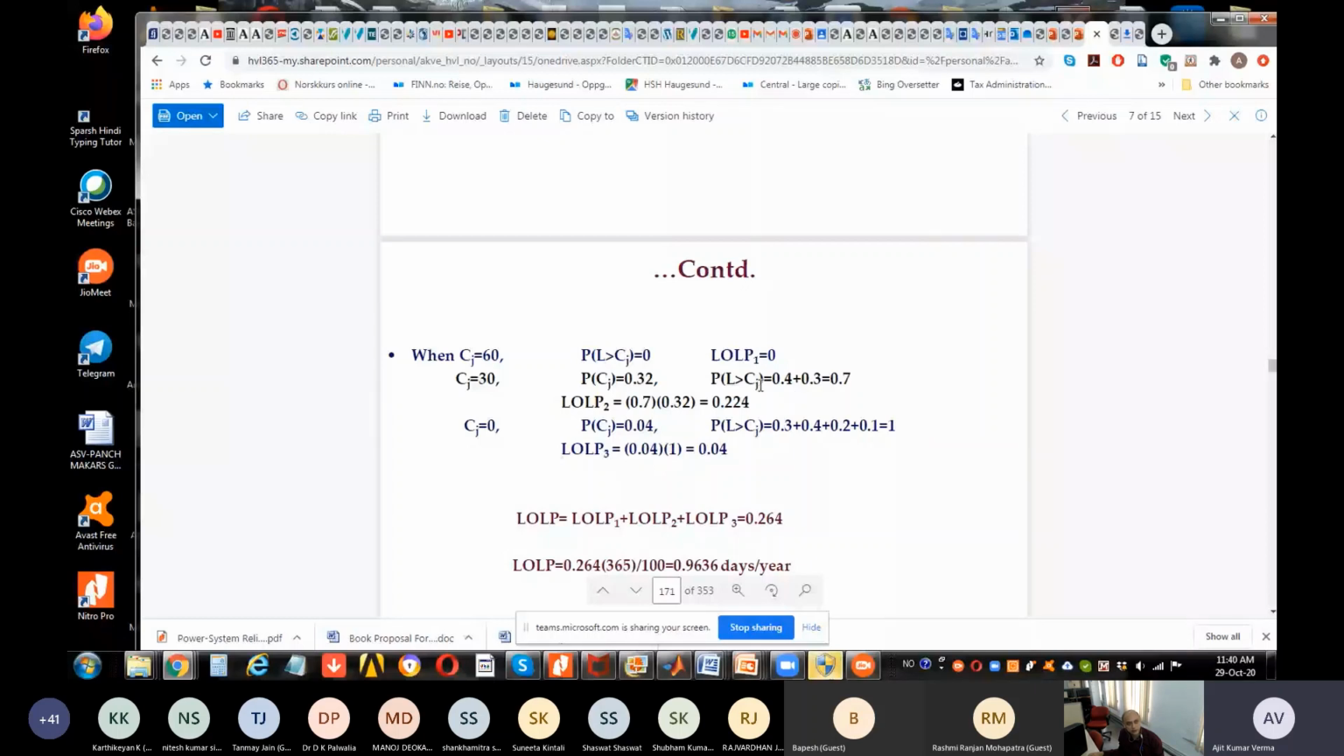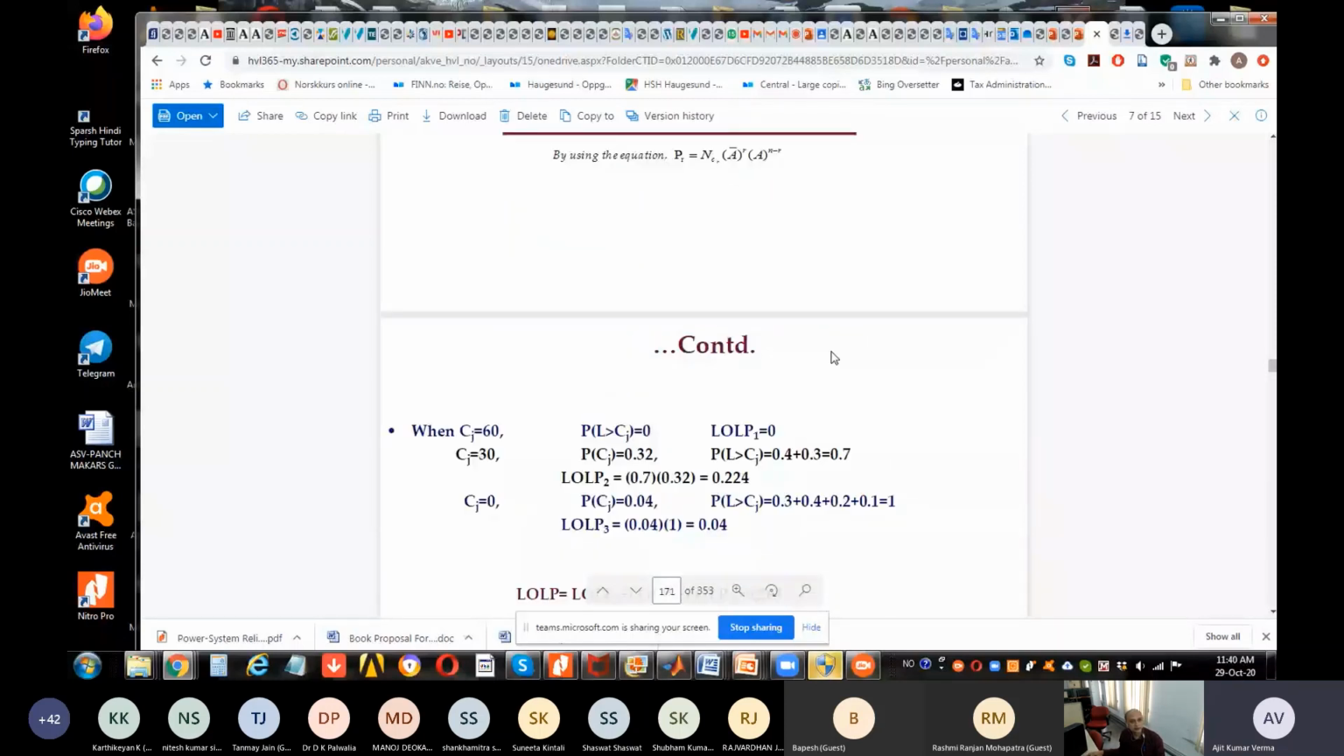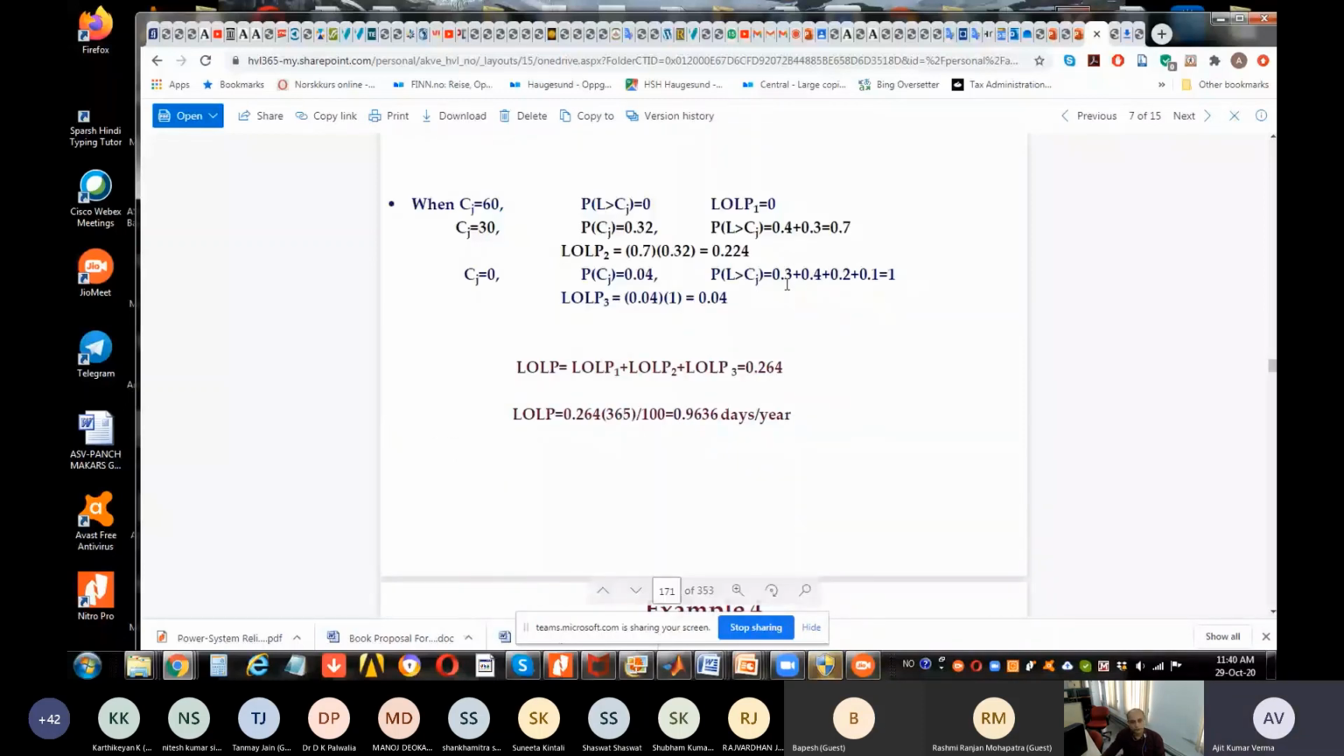So you multiply the generation state probability of having 30 megawatt, 0.32, by 0.7. So this is the LOLP. Now, what about when the capacity is zero? That means everything will be lost. The probability of having zero capacity is 0.04. What is the probability that the load will be greater than capacity? That's one, 100%. The capacity is zero, so the entire load will be lost. So that's the state probability, 0.04, multiplied by the probability that the load is greater than the capacity. These are the three states, and these are the LOLPs corresponding to them: zero, 0.224, and 0.04.